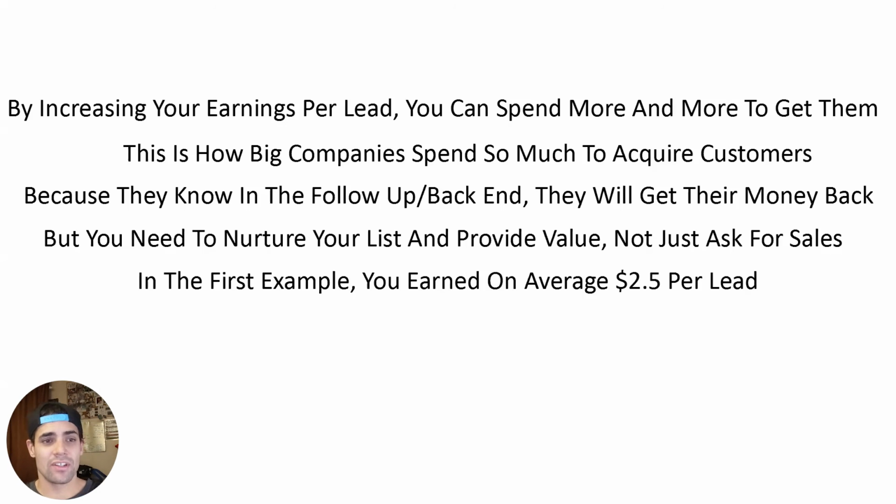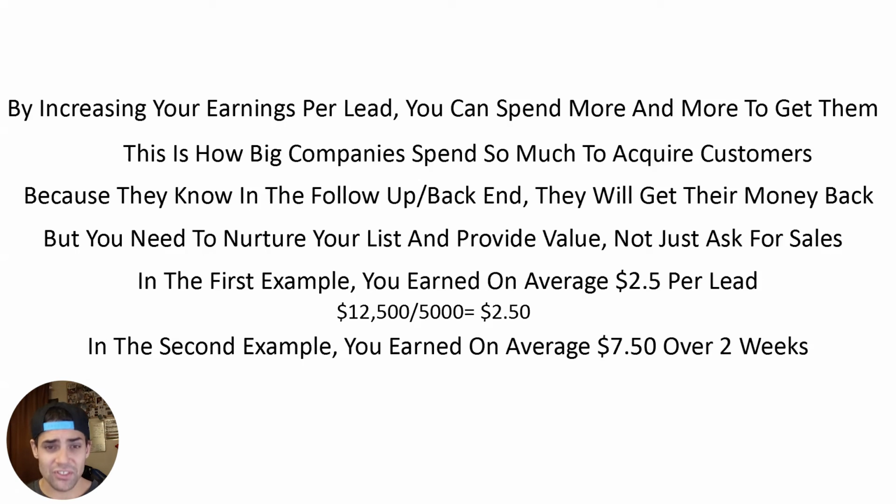for less work. So in the first example, you earned on average $2.50 per lead. You earned $12,500 divided by 5,000, $2.50 per lead, meaning if that's all you ever did, you have to pay less than that to make money. If you start doing follow-up, like in the second example, you earned an average of $7.50 per lead over 2 weeks. So $37,500 divided by 5,000, you can now spend $5, $6 to get a lead and know you're going to get your money back.